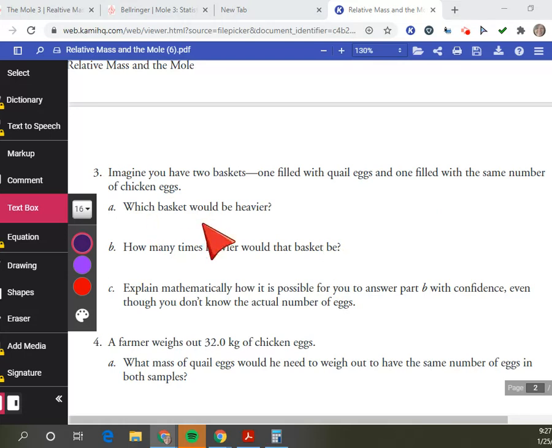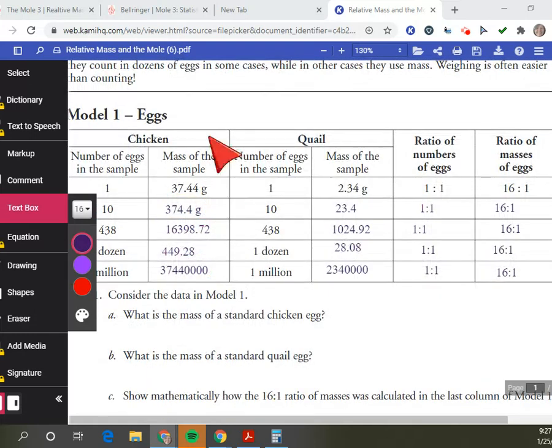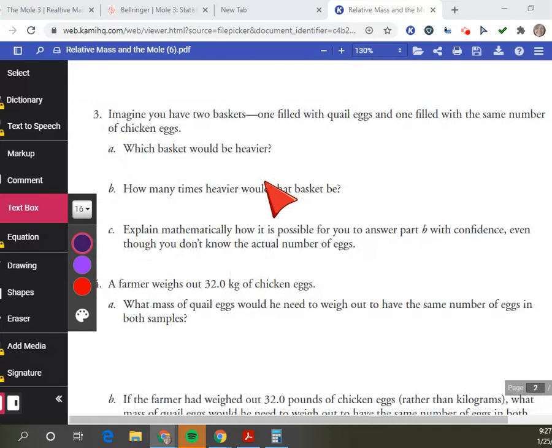Well, you've got to go back to the math. You've got to go back to the data table. Which one's heavier? The chicken egg is heavier. So there's your answer. But then, how many times heavier would that basket be?